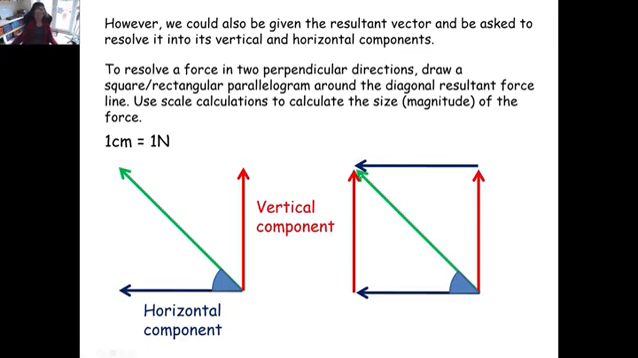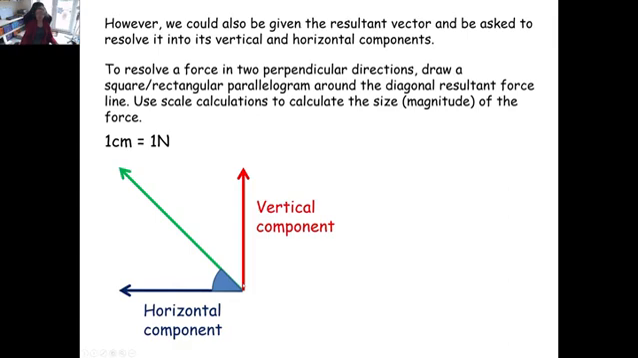So here's your resultant vector that we're starting with. So if you draw a rectangle or triangle around that vector, starting at your starting point here, and then joining up the vector with the end of the resultant vector here, you've made a nice square. So now that immediately gives you your horizontal component, which is here, and your vertical component, which is here.